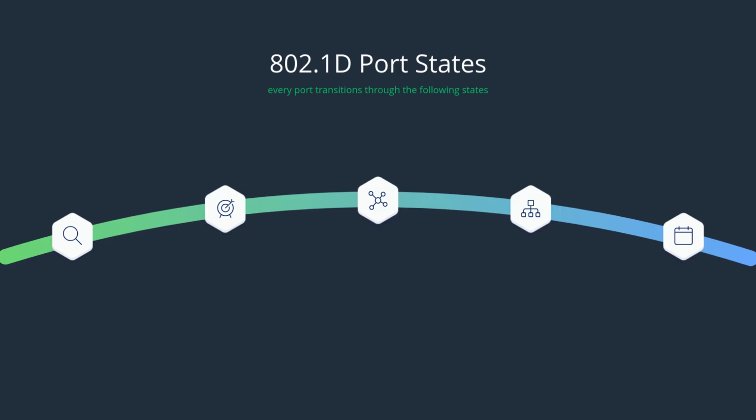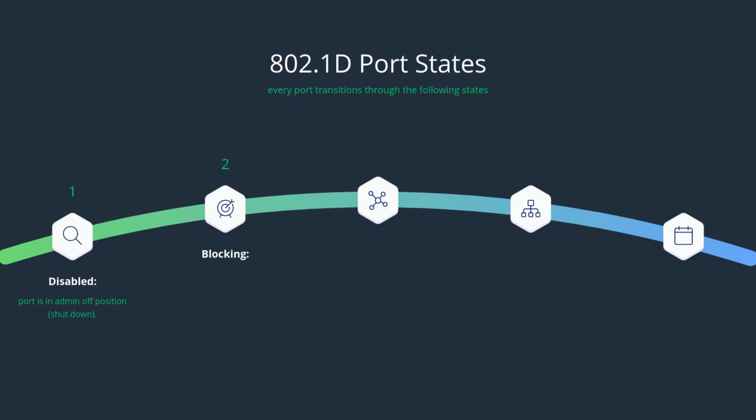And finally, let's walk through the 5 states every port transitions through in 802.1d STP. This is often tested in certification exams, so pay close attention. State 1, disabled. The port is in administrative shutdown. It's not participating in STP at all and won't forward any traffic.